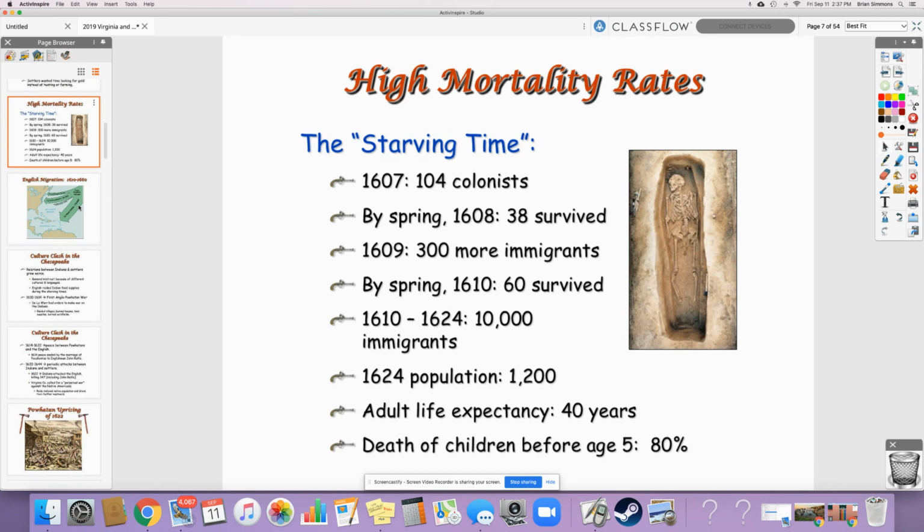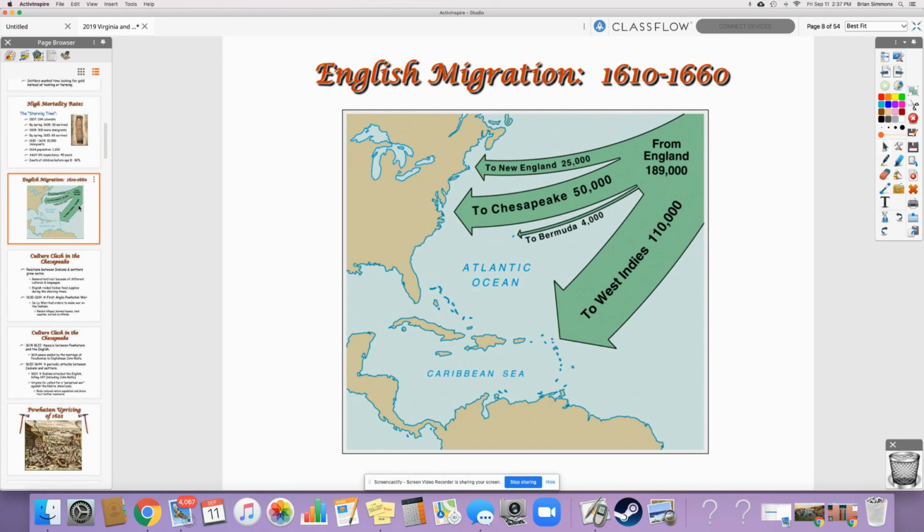They're also going to start stealing food from the local Amerindians, specifically the Powhatan. When we look back and see how many people from England were migrating to the Americas, there's a lot, about 189,000 people between the years of 1610 and 1660. The vast majority of those are going to the West Indies to grow sugar and to make profit off of that. The next largest group are going to the Chesapeake, they're going to Virginia, they're going to Maryland, again, to try to make profit.